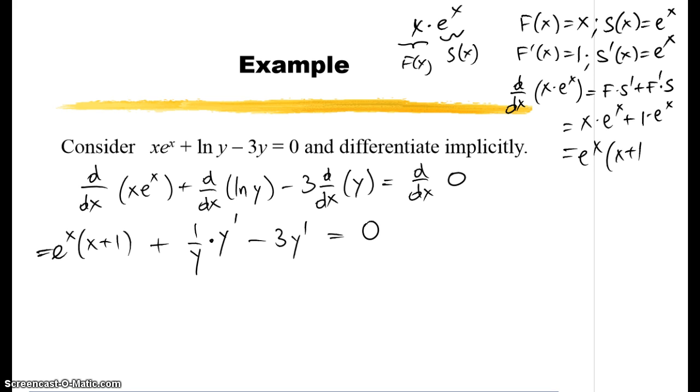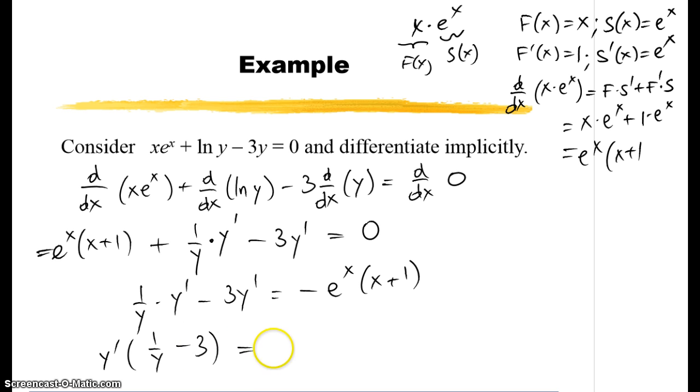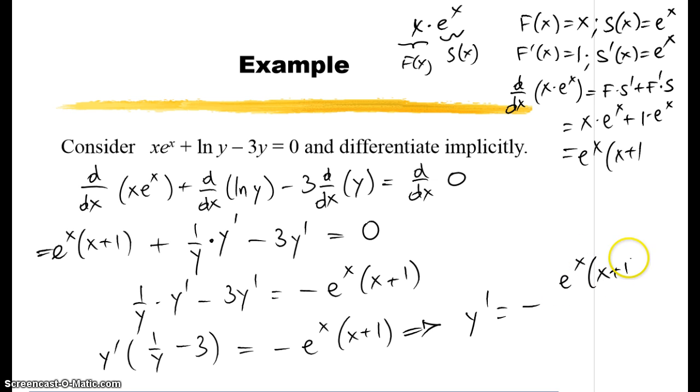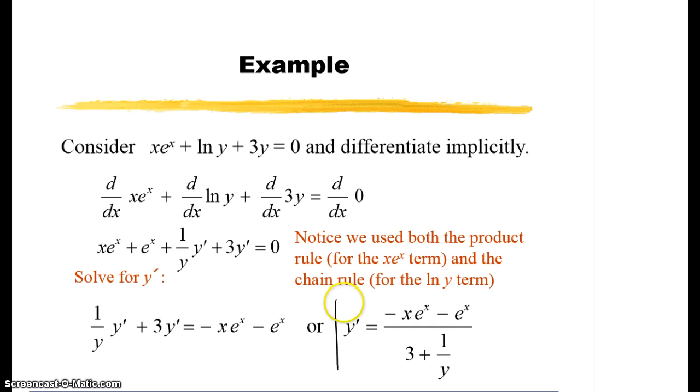Isolate all the terms that have y prime, that's these two. So we're going to get 1 over y times y prime minus 3y prime equals negative e to the x times x plus 1. Factor out this y prime to get 1 over y minus 3 equals negative e to the x times x plus 1. And that gives us that y prime is equal to negative e to the x, x plus 1, all over 1 over y minus 3. Right? And we could simplify this a little more by doing some arithmetic and algebra with the negatives there, but that's the answer.